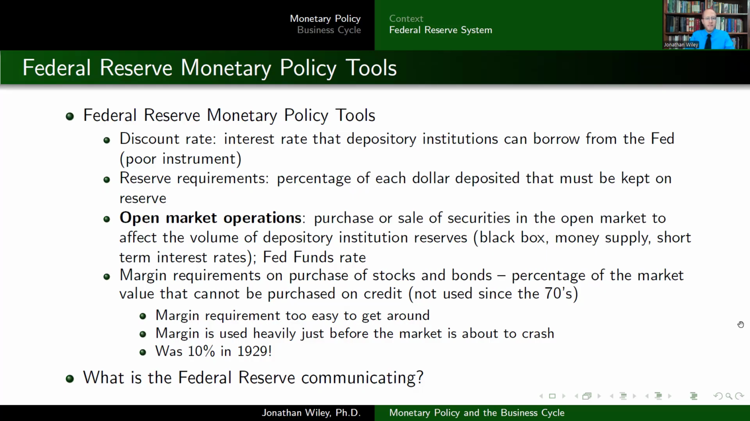Your brokerage account is none the wiser to the fact that you borrowed money against your house to do this. Side note, it's not a good idea to borrow against your house to go pile it into the stock market or bond market. Okay, that's just not a good idea.